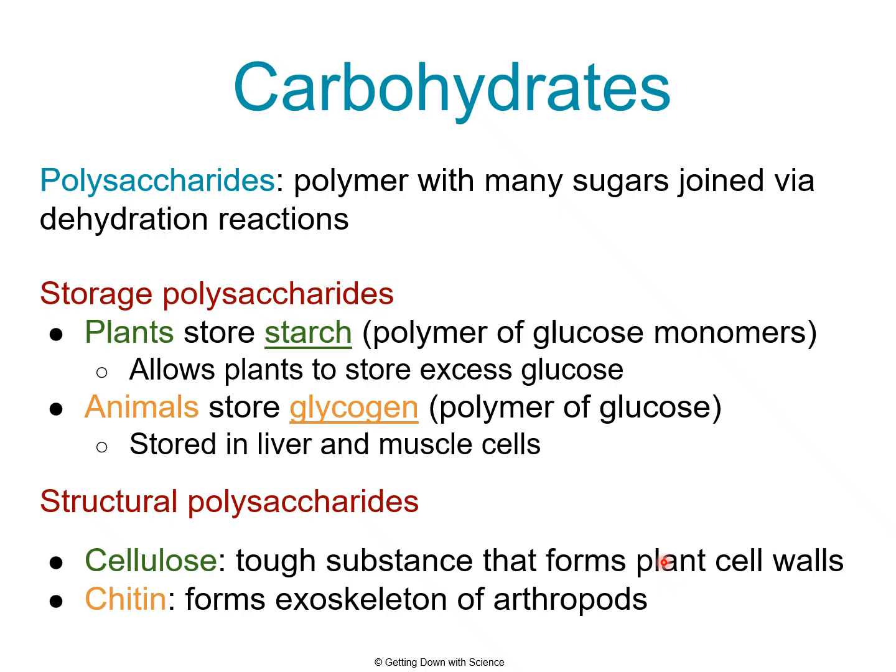Oh, and also chitin. Chitin is what forms the exoskeleton in arthropods. So in insects, that tough outer layer is made up of chitin, and chitin is a type of polysaccharide. So these are structural carbohydrates or structural polysaccharides.